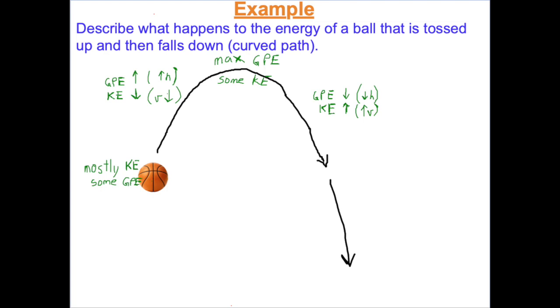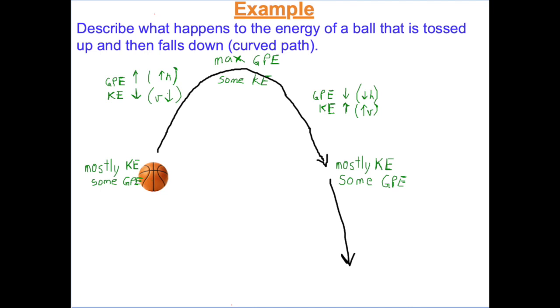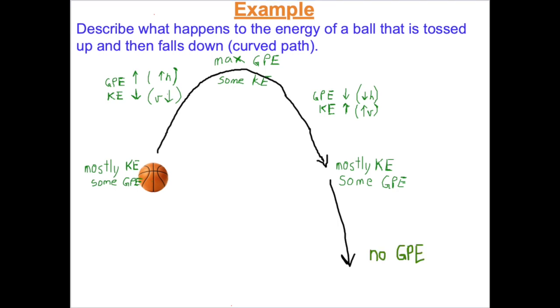When the ball reaches the same height as the starting height, the energy is mostly KE, but still has some GPE because it is still off the ground. The instant before the ball hits the ground, where the height is basically zero, all the GPE is gone and has been converted into kinetic energy of motion.